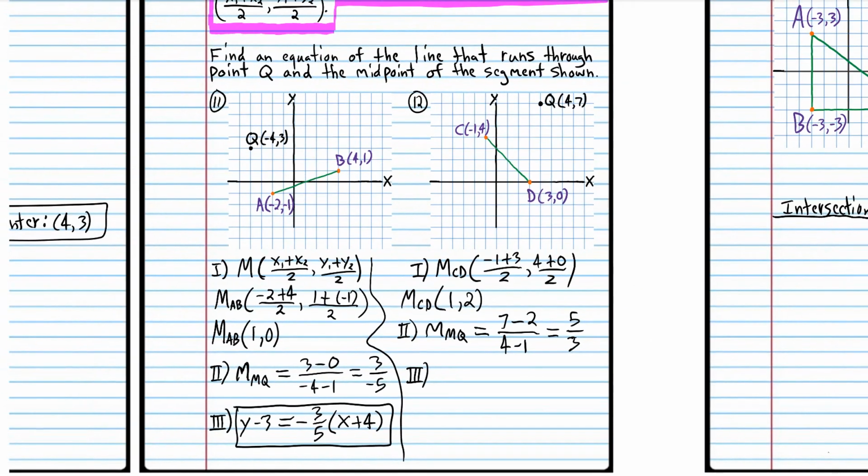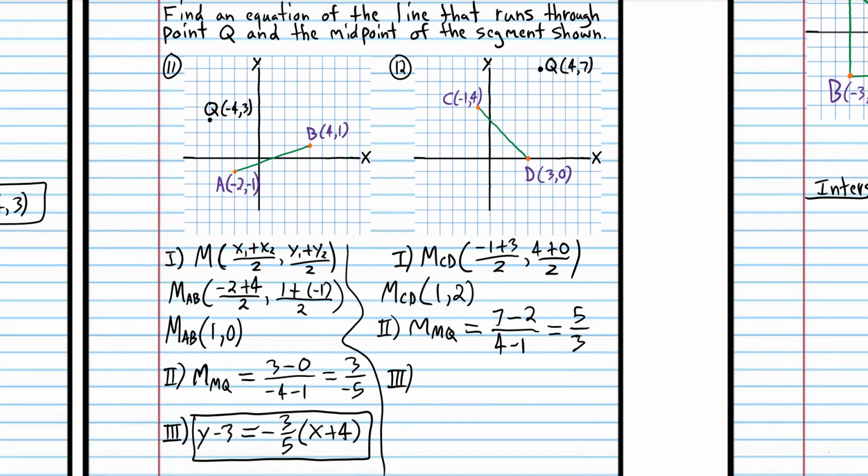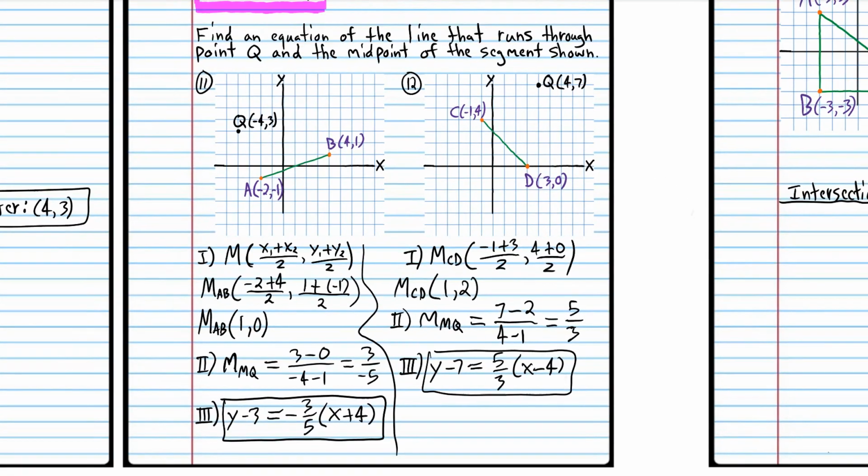So now we have the slope of the line that we're looking for, and again we're looking for this line going through Q and the midpoint of the segment. We have the slope of the line, and we have 2 points to choose from. I'm just going to choose Q, so y minus 7 is equal to 5/3 times x minus 4, and that is the answer. Now again, we could use this as our point instead of Q, but either answer would be fine.